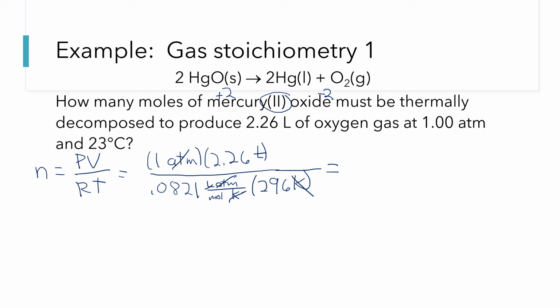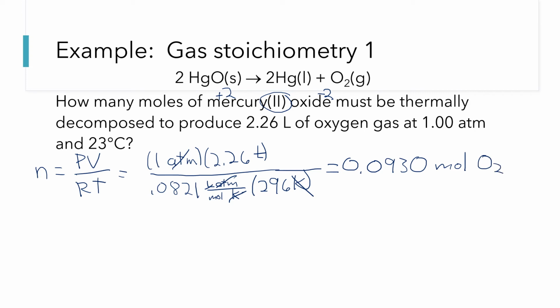Running this through my calculator, I'm going to have 2.26 divided by 0.0821, and then I've got a second number in the denominator, so I'm going to hit divide again because I don't use parentheses, and that's going to give me a value of 0.0930, keeping 3 significant figures. And again, the units on that were moles. And this was all information provided to us about the oxygen gas.